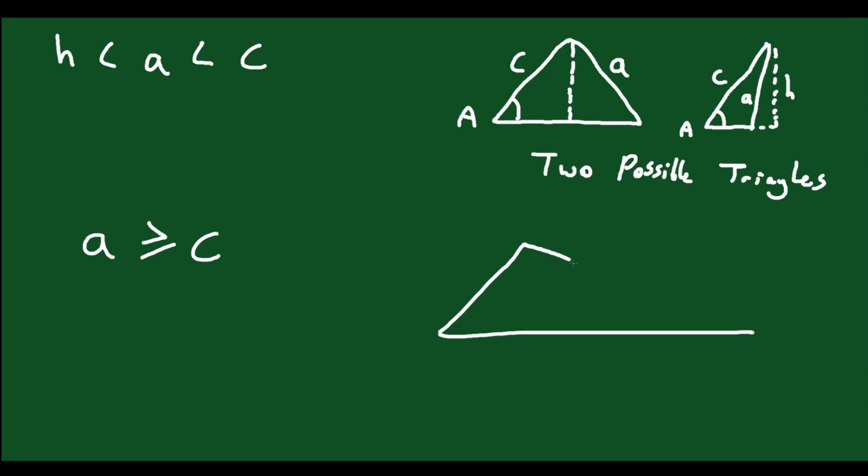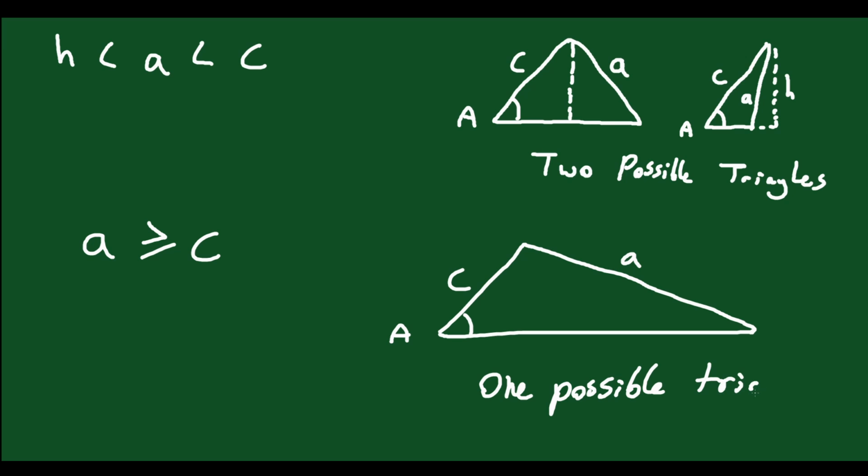I'll try to draw it so it makes sense to you. Imagine this is your angle A, that's side C, this is side A. Side A is bigger than C, so of course if this swings in, it's going to come out all the way to here. It's going to be too long, right? So there's only one triangle possible if A is bigger than C, right? One possible triangle. So that's the fourth condition.